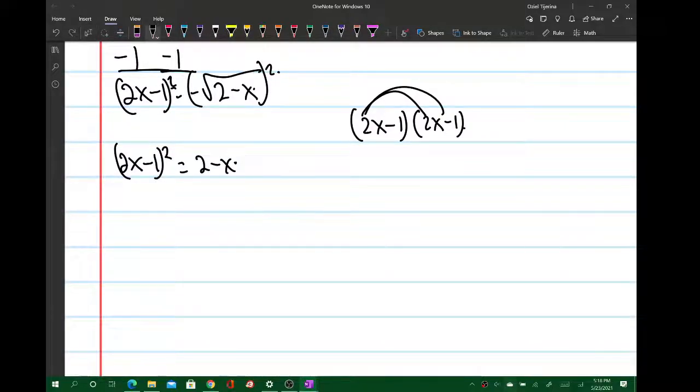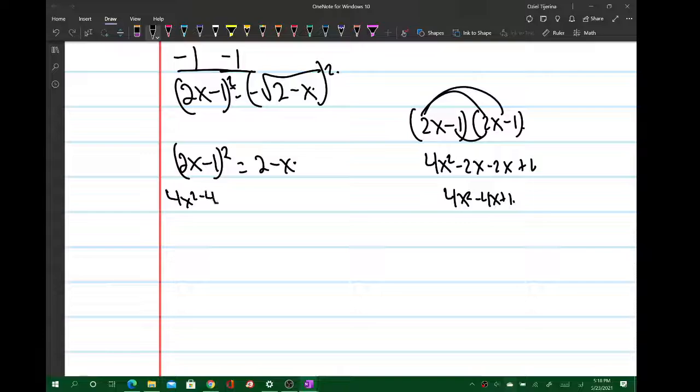Now, you can use the FOIL method to multiply this out. So you have 4x squared minus 2x minus 2x plus 1, 4x squared minus 4x plus 1. So it's 4x squared minus 4x plus 1 equals 2 minus x. Now you go ahead and set this equal to 0. So you have minus 2 plus x minus 2, or you can say plus x minus 2 as well. So you have 4x squared minus 3x minus 1 equals 0.